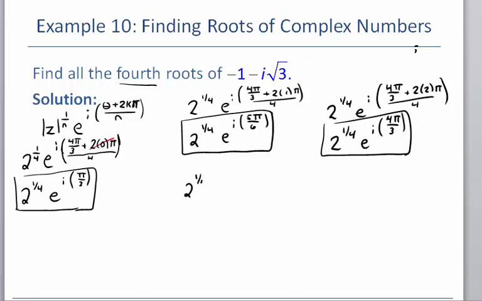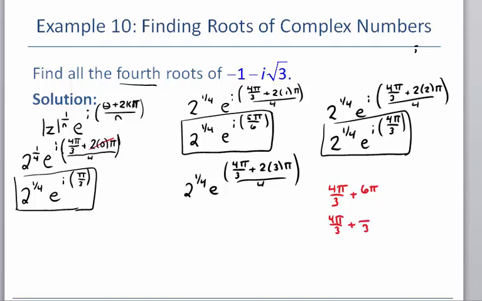So we have 2 to the 1/4, we have e to the i, 4 pi over 3, plus 2 times 3 this time, pi, over 4. All right, let's work on what's inside the parenthesis. I'm going to have 4 pi over 3 plus 6 pi. 2 times 3 is 6. We're going to rewrite 6 pi with a denominator of 3, so it would be 18 over 3. 18 over 3 is the same thing as 6. 18 plus 4 is 22.